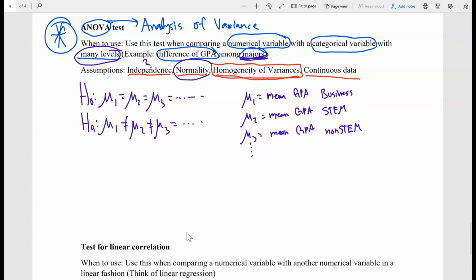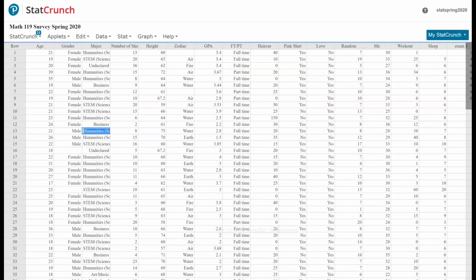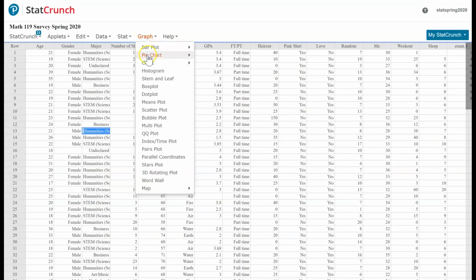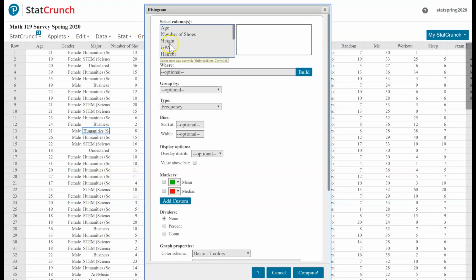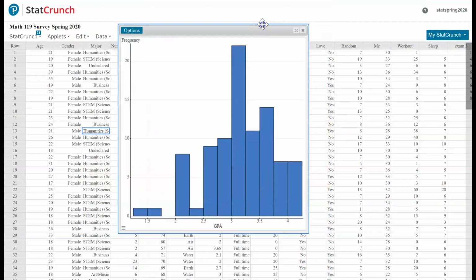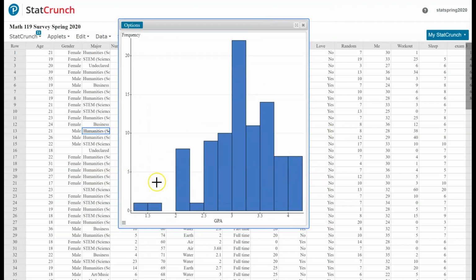Normality, we kind of did this before. The way that you check normality is that you want to do a QQ plot, or you want to be able to do a histogram just by looking at it. Since we're looking at GPA, remember, you can always use a histogram, look at the GPA, don't group it by anything, just look at the GPA. This is what it looks like. Kind of not normal a little bit, but not really.